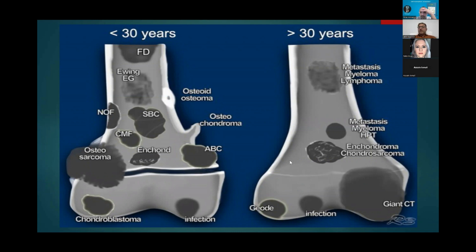Now, if we focus our attention on the right picture, this is showing a metastasis in the center of the diaphysis and close to the metaphysis. And this is a secondary sarcoma, as we discussed, coming from a primary elsewhere.